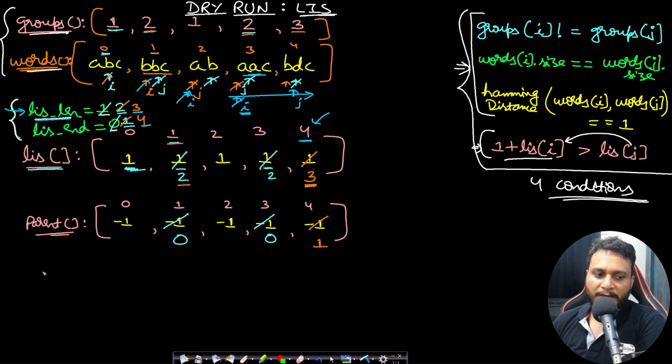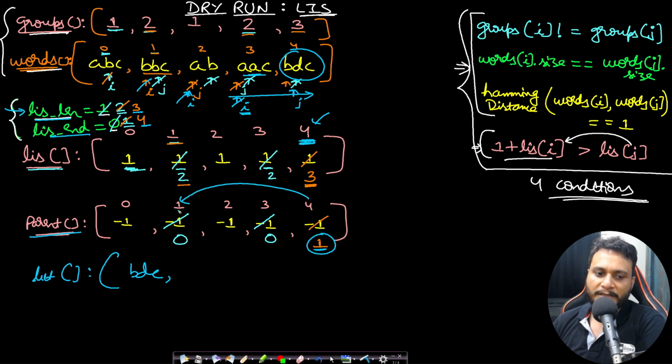Fine. So if I have to get the LIS subsequence, the final list, then I will go to the LIS end index, which is this 4. Include this 4, which is BDC. BDC will be included. Now the parent at 4 will tell us the next index to go to. So it will say index 1.